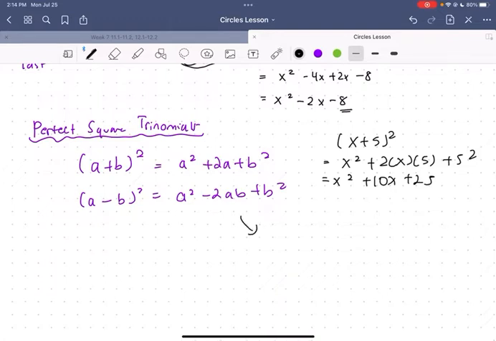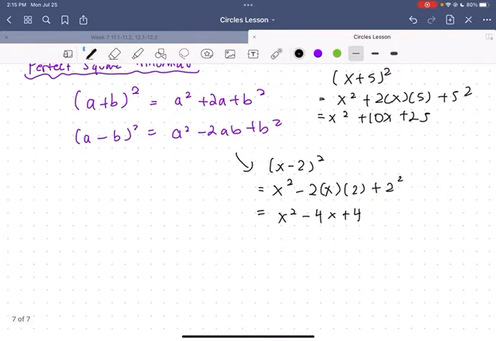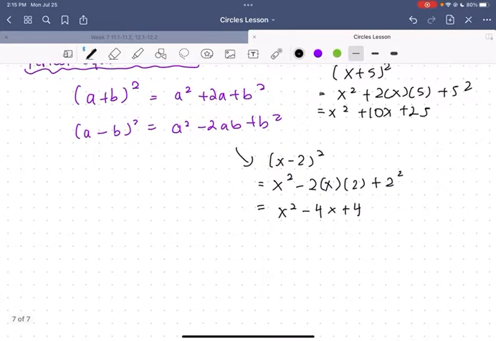Now, using a different example, let's just say x minus 2 the whole squared, you would get x squared minus 2a, in this case is x, and b in this case is 2, okay? And then plus b squared, which is 2 squared. So your answer would be x squared minus 4x plus 4. So why is this important? You could have done this instead.